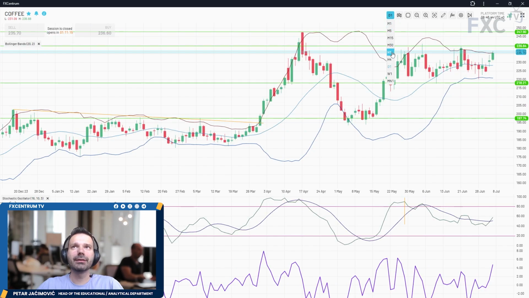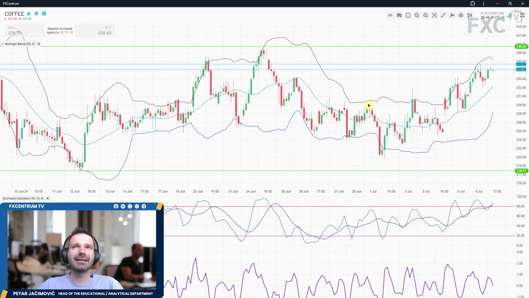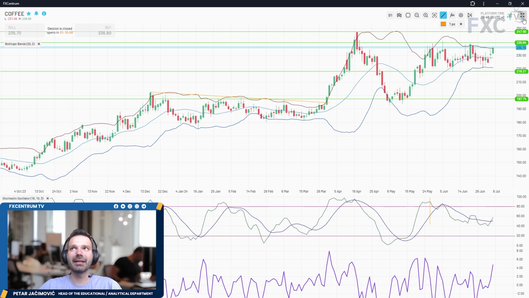So let's take a look just at the hourly time frame. We can see that we actually broke this supply trend line that was active at this point. We established higher lows and higher highs. And this is actually a good constructive chart for further rally and upside movement.